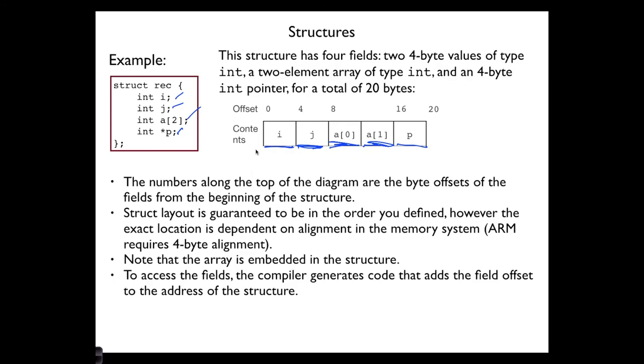And so your struct, if you said sizeof, which is an operator you can use in C, if you said sizeof rec, you would end up getting how much? 20 bytes. 4 plus 4 plus 4 plus 4 plus 4 is 20 bytes. That's how that lays it out in memory. It's guaranteed to be in the order you defined. The array is now embedded in the structure. This is a little weird. Arrays are not somewhere else in memory on the stack or whatever. They are actually embedded into the struct, which is interesting. And pointers are also embedded in there, that's just the value there. And you've got some offsets that will get added by the compiler to figure that out.